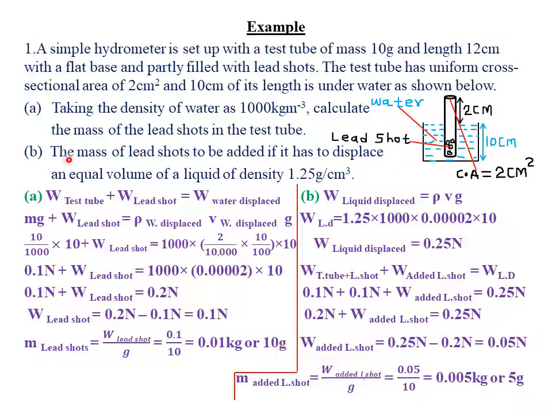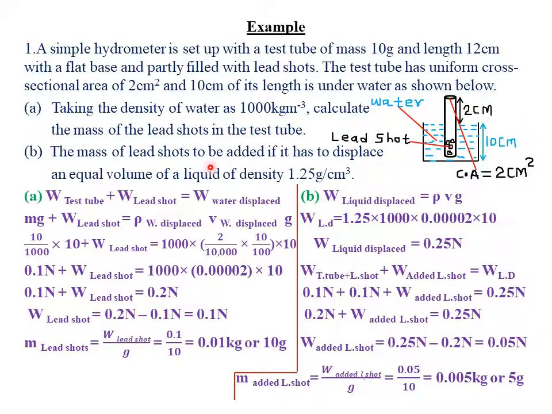Then part B, they want us to find the mass of the lead shots to be added if it has to displace an equal volume of a liquid of density 1.25 gram per cubic centimeter. So we are told that it has to displace an equal volume. Therefore, the volume of the water displaced in the first part will be equal to the volume of the liquid displaced in the second part.